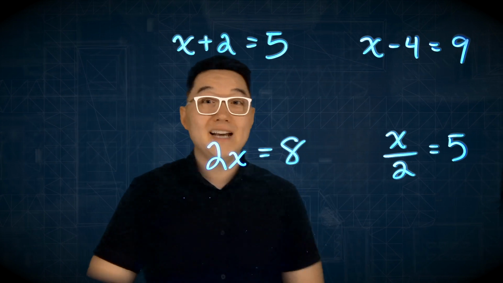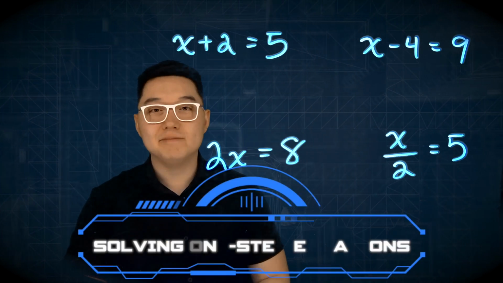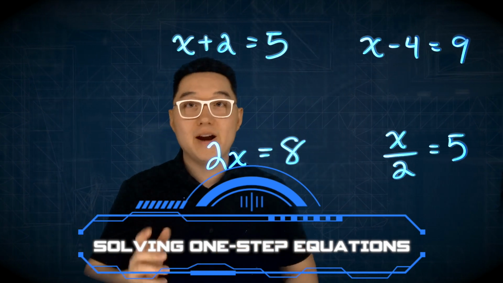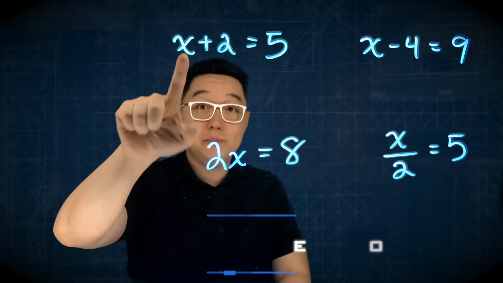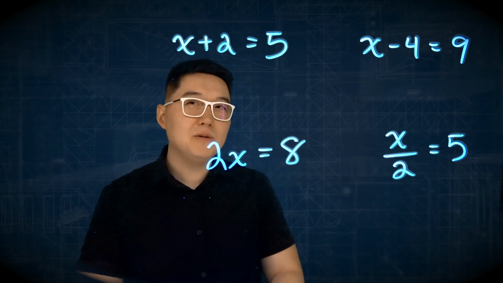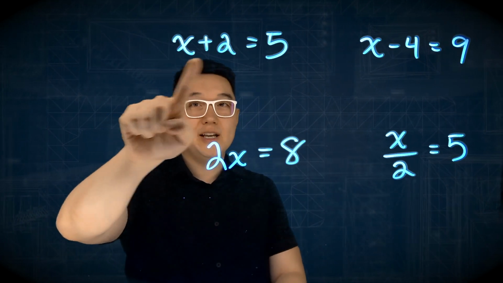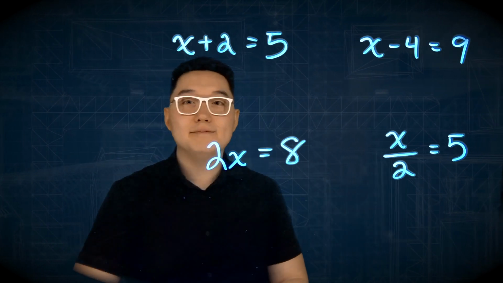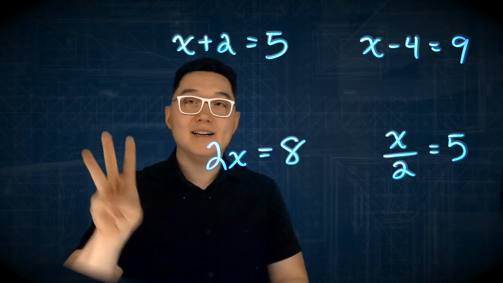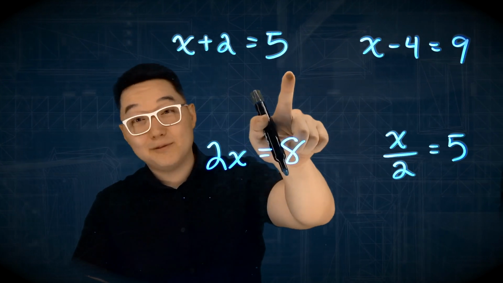So how do you solve a simple one-step equation? Now, when I ask you to solve an equation, what I'm really looking for is to figure out what x must be to make this equation true. In other words, what is this number such that when you add it to 2, you get 5? So that means here, x must be 3, because 3 plus 2 equals 5.